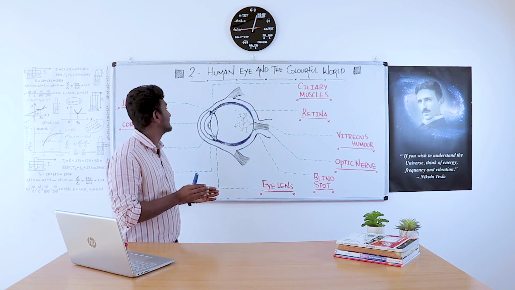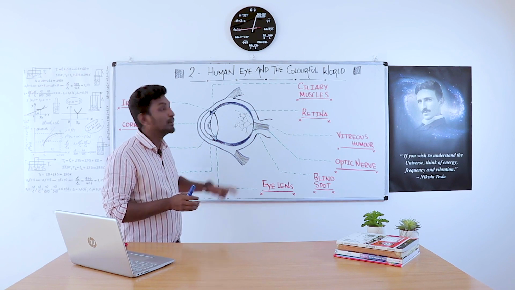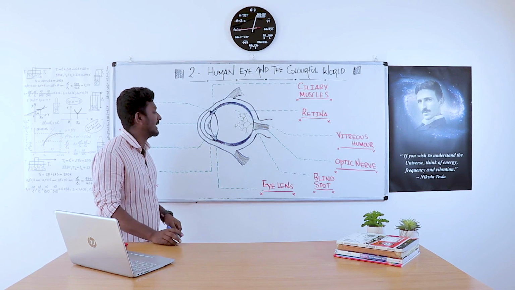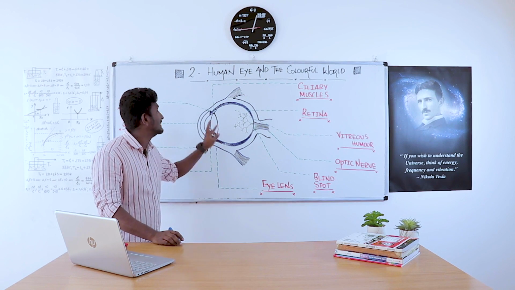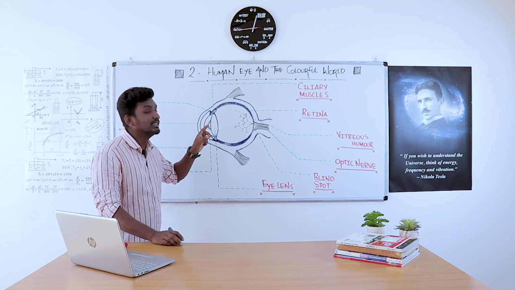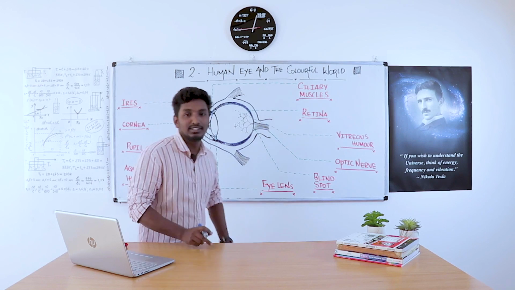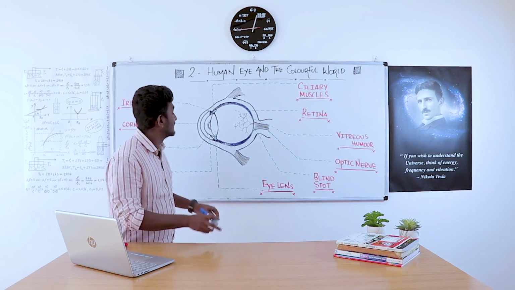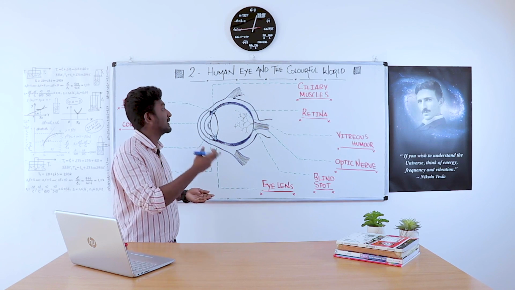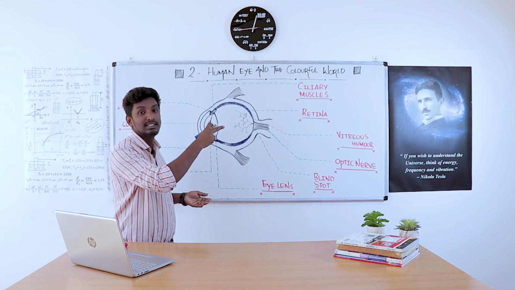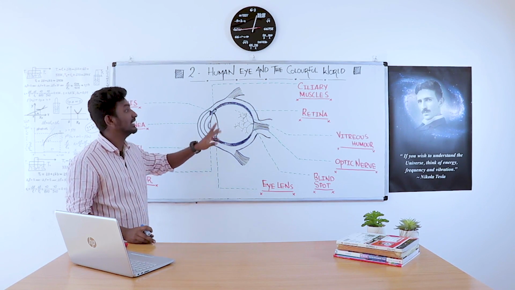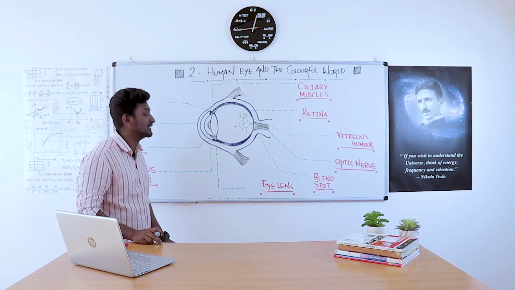Next, ciliary muscles. These are muscles attached to both ends of the eyelids, and when these muscles expand and contract, the curvature of the eyelids varies. So the curvature of the eyelids is varied with the help of ciliary muscles.